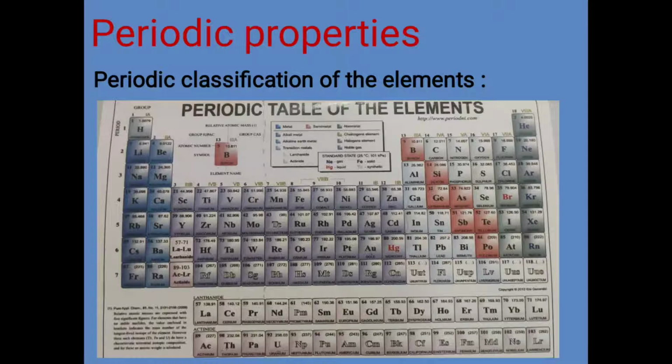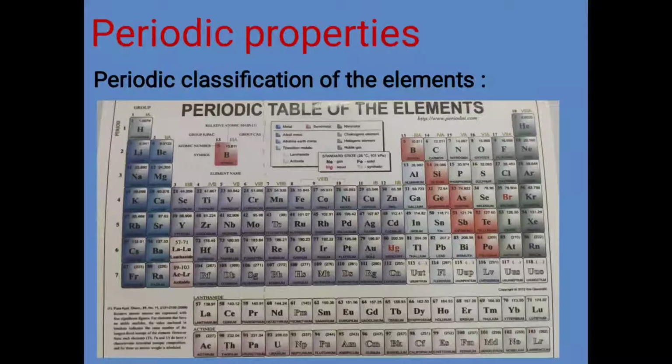Modern periodic law states that the properties of the elements are a periodic function of their atomic number. That is, if the elements are arranged in the increasing order of their atomic numbers, after certain intervals there will be repetition in the properties of the elements. Or in other words, the elements falling in the same group will show similar properties.